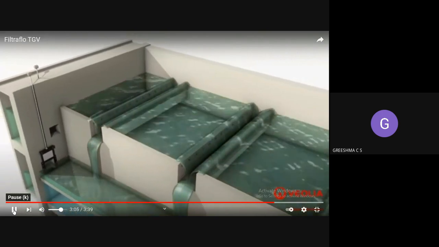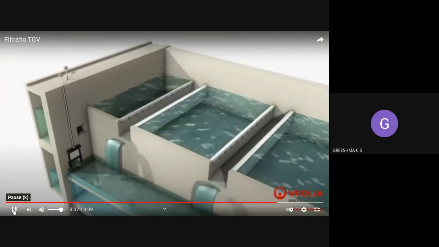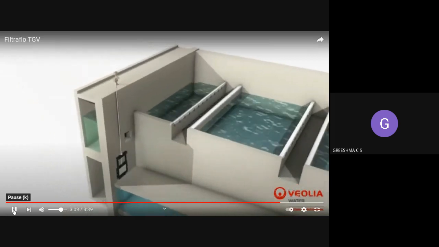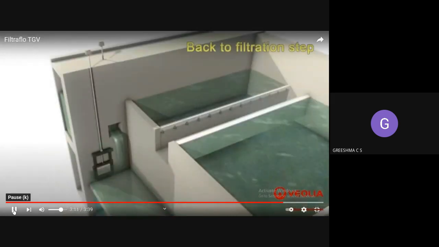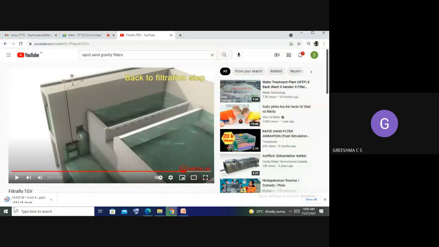Okay, so see, now the water has become clear. You can see now the water has become clear. Now you have stopped all the process. Now the backwashing is stopped. Now back to filtration. Okay, now the filtration will be done again.